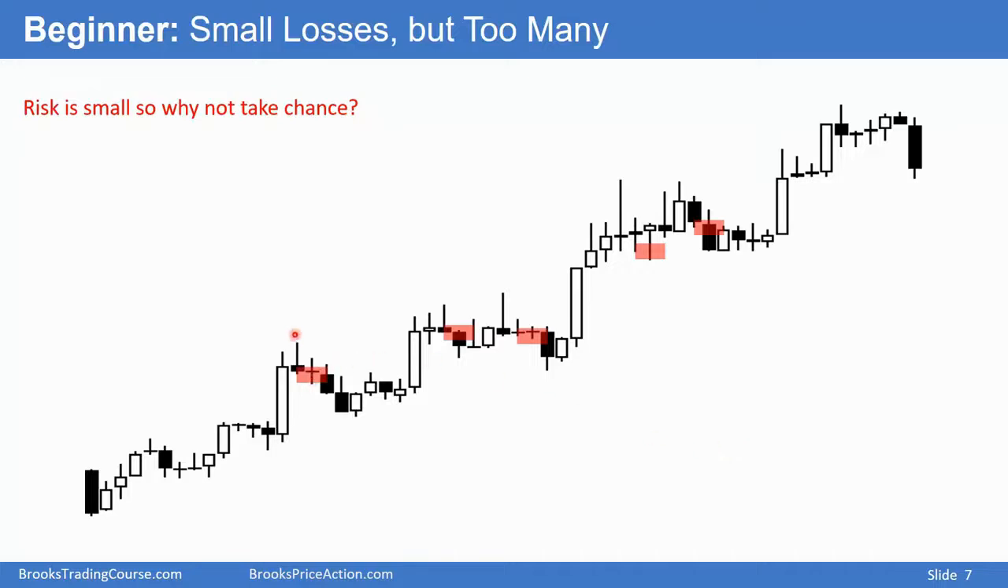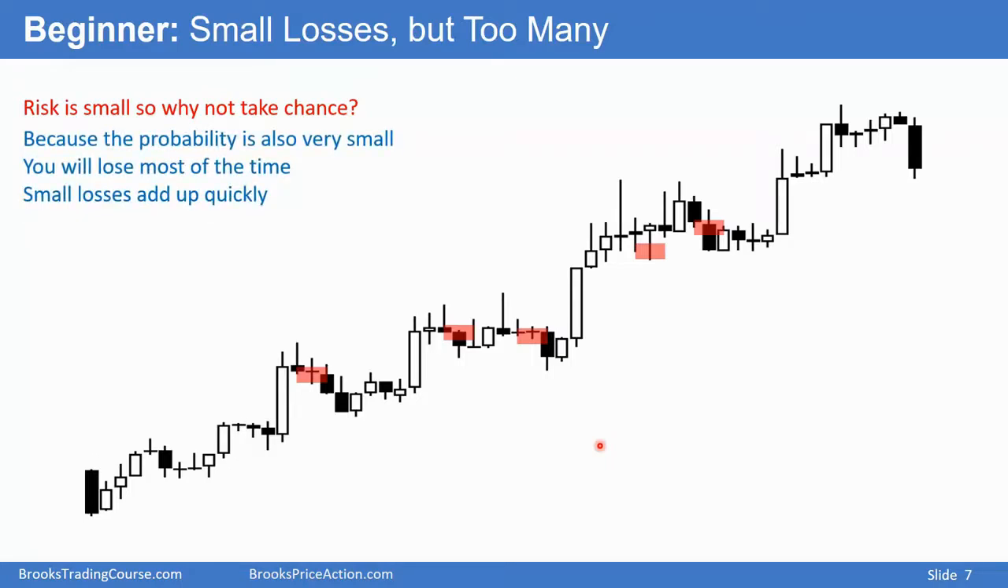If I sell here, my stop is here, I don't lose much. Sell here, don't lose much. But if you keep losing all day long, those small losses add up. Low probability trades mean you're going to lose most of the time. Even if you lose a little, lots of little losses add up to a big loss. You keep getting stopped out all day long, and your low risk strategy results in a very big loss at the end of the day.